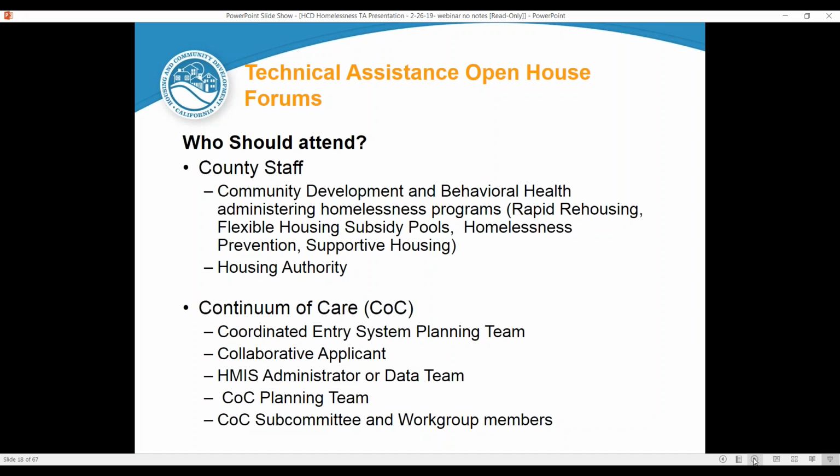And we're also asking that your housing authority staff, if they engage in any one of those programs, are also welcome to attend. And then for the continuum of care, if you have your coordinated entry system planning team, your collaborative applicants, your HMIS administrator, your data team, your planning team, your subcommittee, your work group members, if you feel that it fits in with any one of the offerings, we ask that they actually come in and talk to our technical assistance providers. Next slide.